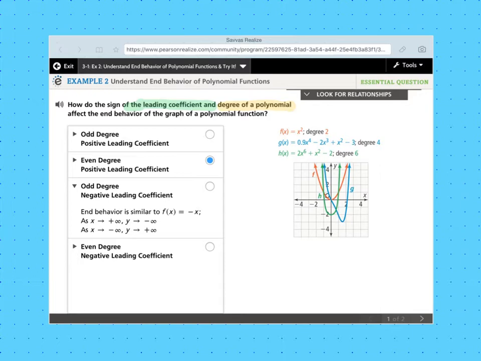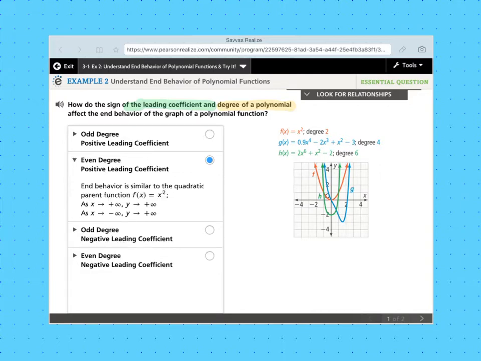Now, if I take the leading coefficient and negate it, I still have an even function, but now look at the graph. It follows f of x equals negative x squared, and therefore the end behavior also follows that. As x approaches positive and negative infinity, y approaches negative infinity. So it doesn't matter what highest degree I give you in my example, you have to have this parent function of f of x equals x squared or f of x equals negative x squared in mind.